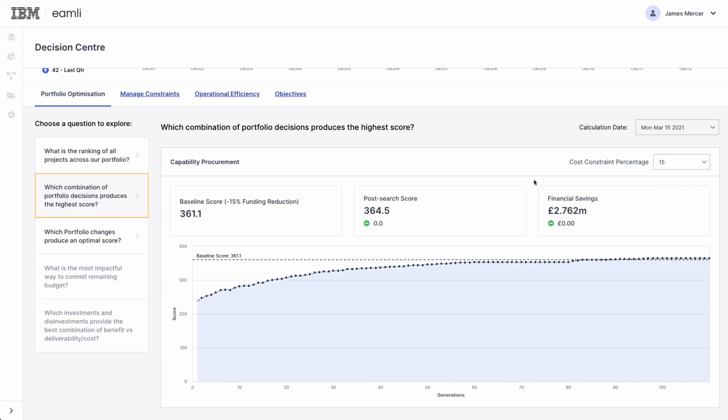For the next question, which combination of portfolio decisions produces the highest score? Eamli applies a genetic algorithm to optimize the portfolio around the 15% budget constraint over a number of what-if scenarios. The baseline score shows the portfolio score if we simply delete the bottom 15% of projects by value for money, shown in the previous chart. To produce an optimized score, each generation considers a large number of alternative portfolios. They are scored and the best performers are combined to gradually find an optimal portfolio.